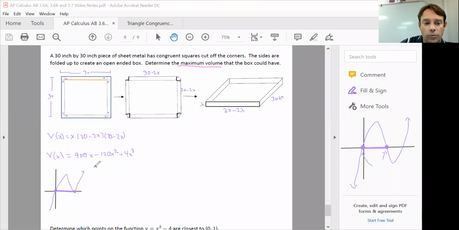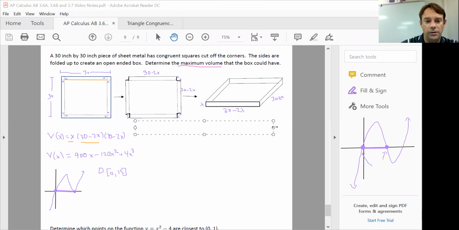Our domain will be between whatever makes these values equal to 0. So that means our domain then is between 0 and 15. So again, closed domain, and I'm looking for a maximum value. Once again, it is an absolute extrema problem. So here we go. Why don't you guys actually try it yourselves this time? See if you can work it all the way through. So pause the video, give it a shot.